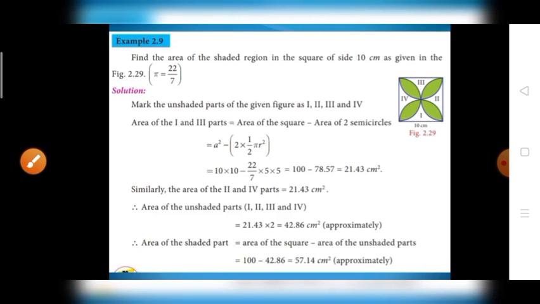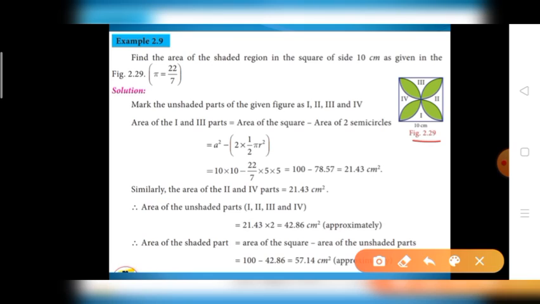The next example 2.9. Find the area of the shaded region in the square of side 10 cm as given in figure 2.29. Take pi value as 22 by 7. Solution. Mark the unshaded parts of the given figure. Unshaded parts: 1, 2, 3, 4.